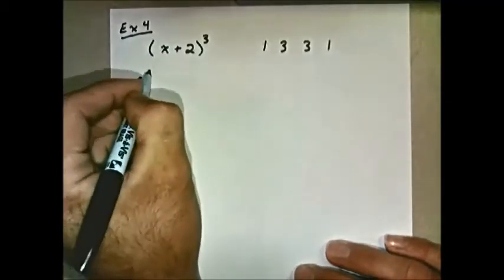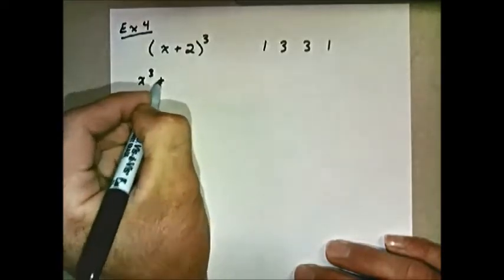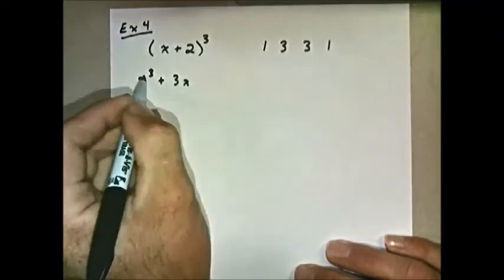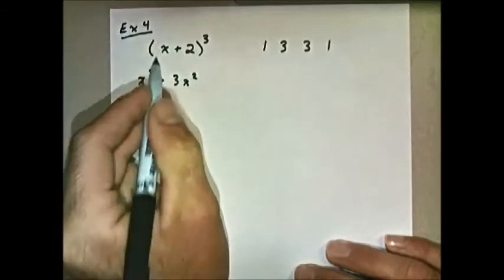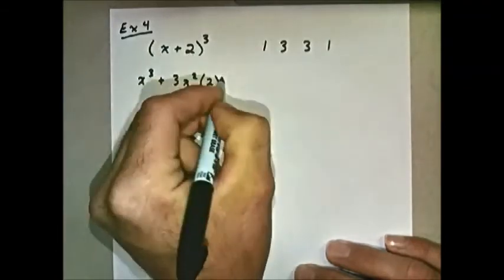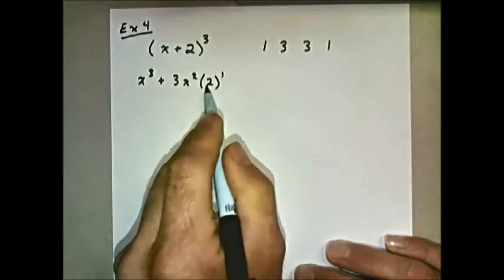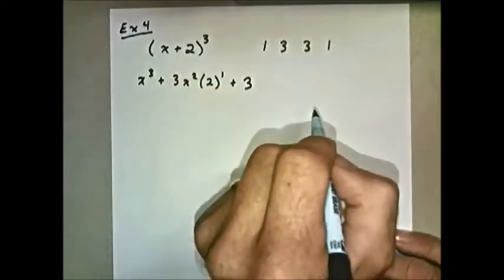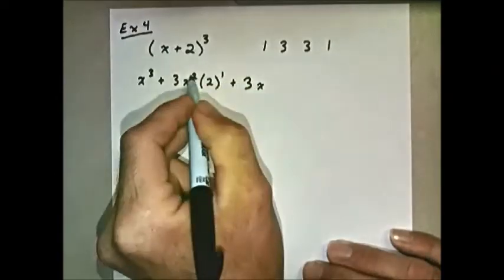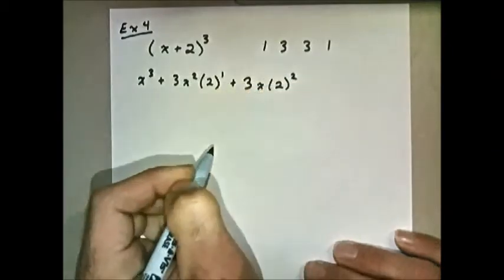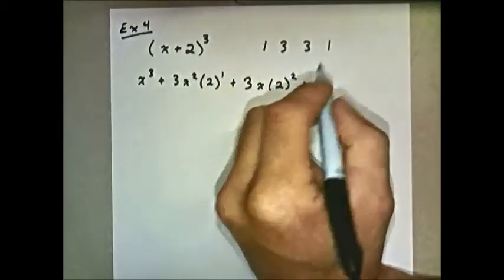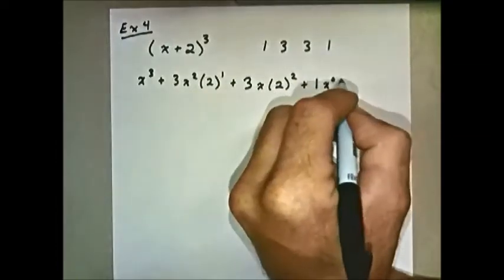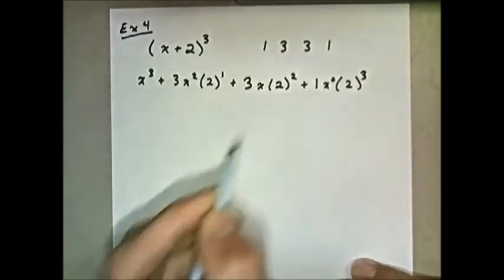Beginning x to the third, plus our coefficient 3 from Pascal's triangle. We're going to decrease the exponents of our first term and increase the exponents of the second term. So now we have 2 to the first, plus 3 from our next term in Pascal's triangle, x times 2 to the second, plus 1 from Pascal's triangle, no x's, or x to the 0 if you wish, times 2 to the third.